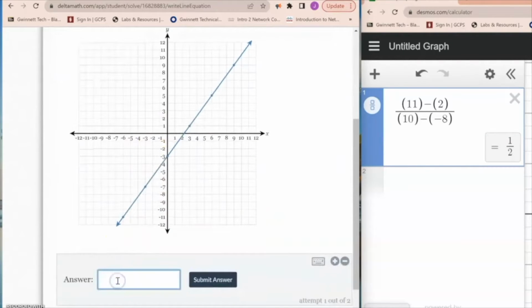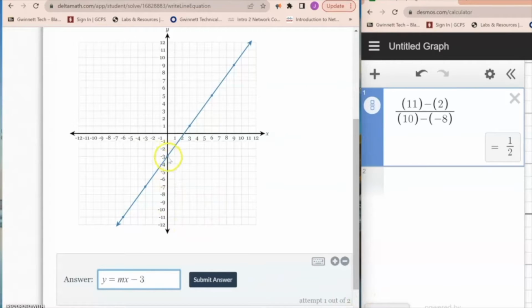So remember, it's y equals mx plus b. I'm just going to go ahead and write it in here so that I have how it's supposed to be written. And then I'm going to put in the information. So I start with my y-intercept. It crosses where? -3. So my plus b is -3. And then I go to my slope.